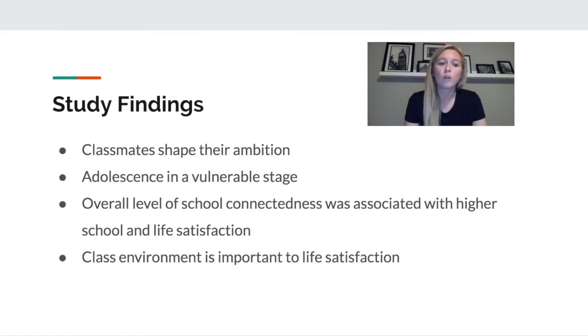So overall, this study showed that class environment is so important, because life satisfaction is closely linked to educational aspirations and educational engagement. Later on down the line, that educational part of it turns into work and turns into the rest of the path for your life.